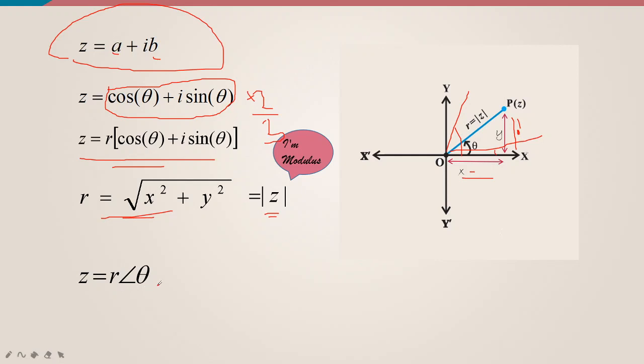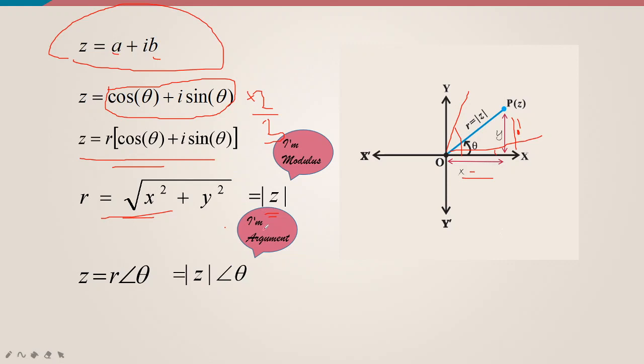Now this form of writing, r is also the modulus, so you can write it like this. This form of writing is called the argument. This theta is called the argument. It's not the whole thing. So this value is called the modulus of z, and this angle is called the argument.